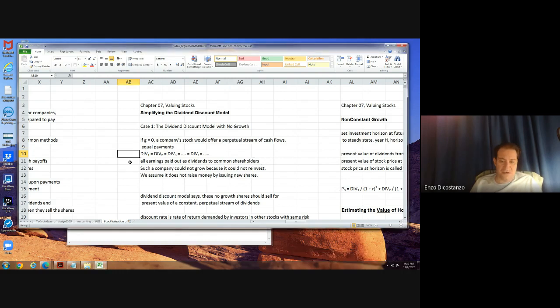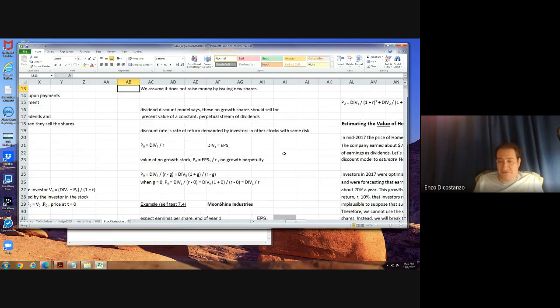Such companies cannot grow because they can never reinvest. And we assume it does not raise money by issuing new shares. So there's a lot of assumptions here. The dividend discount model says there's no growth. The share is priced at the present value of a constant perpetual stream of cash flows or dividends. The rate is the rate of return demanded by investors in other stocks with a similar risk.